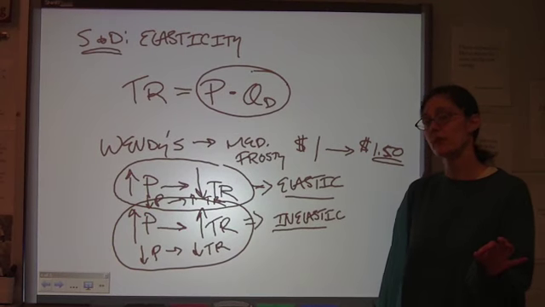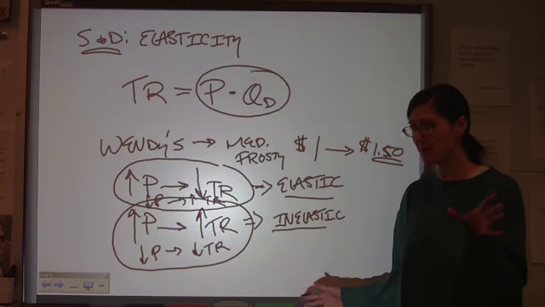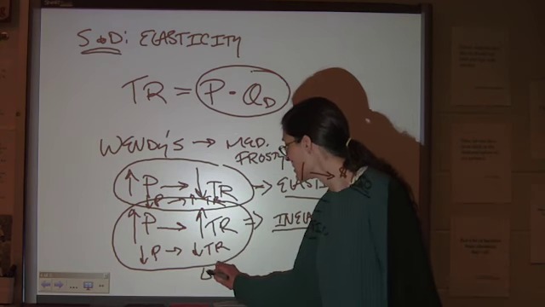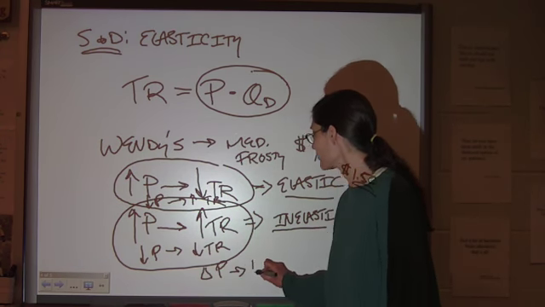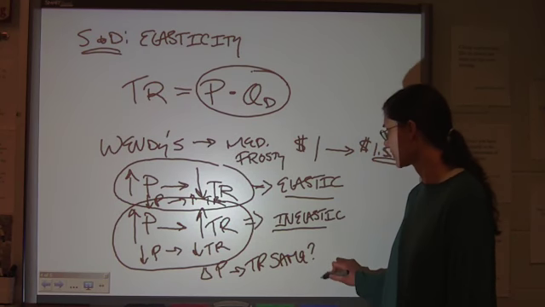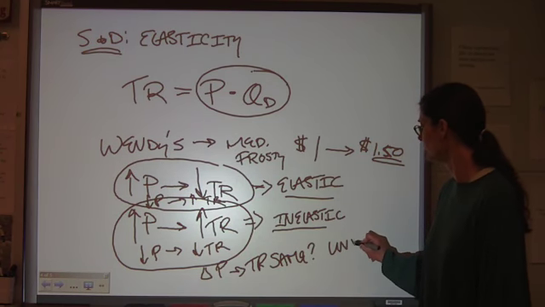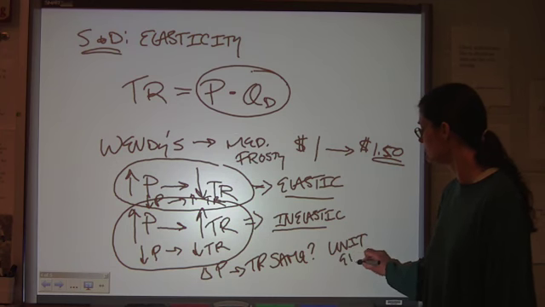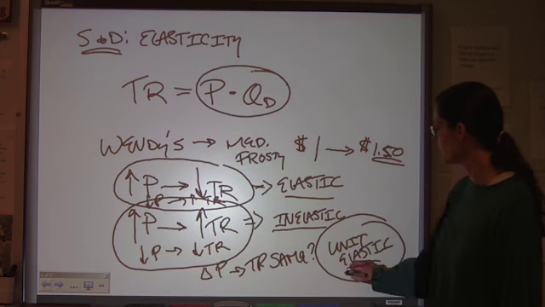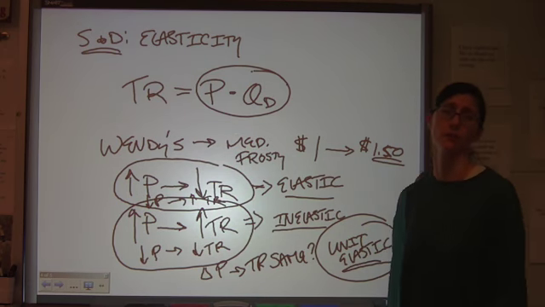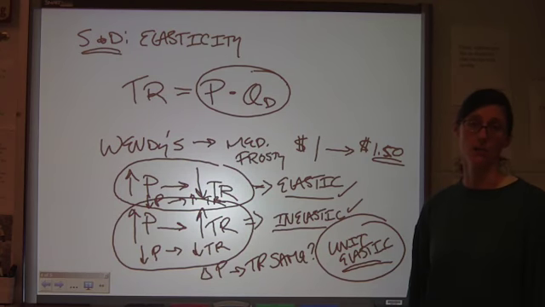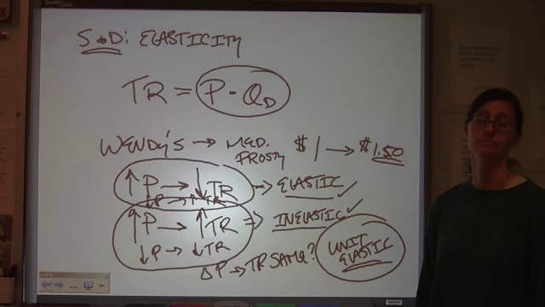The other possibility, which you probably won't have to deal with, is the idea that you change the price and your total revenue is pretty much the same. Could happen. That would be the very unique situation of something being unit elastic. But I would say these two are much more common in any question that you're going to see.